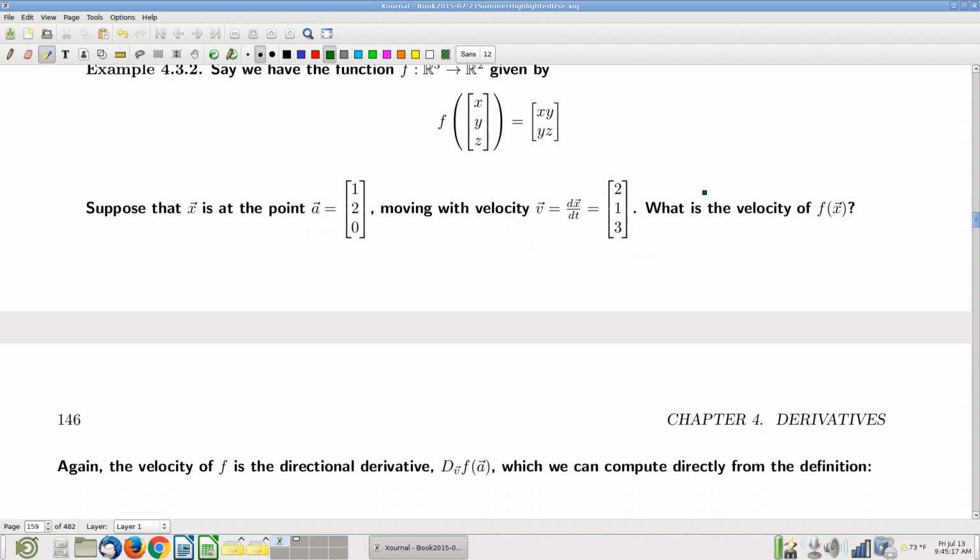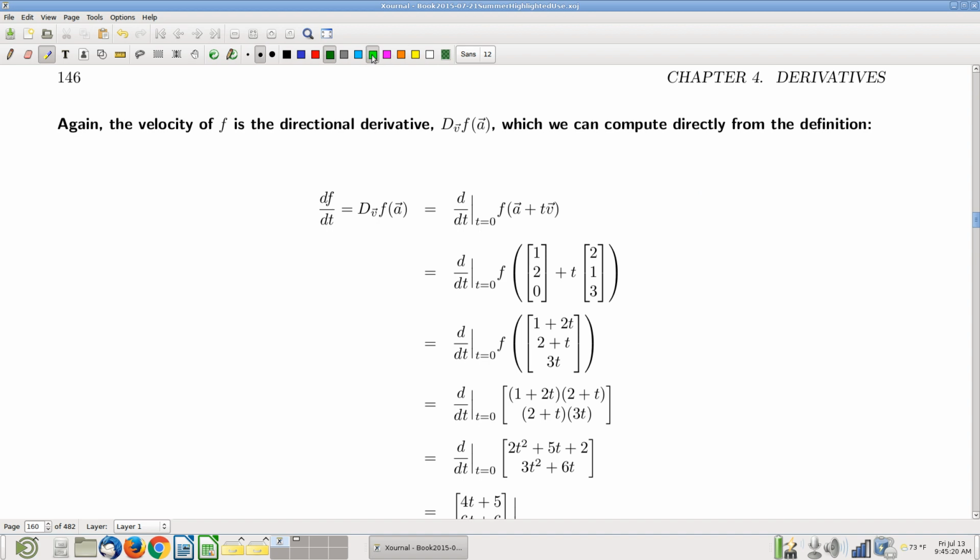And we start off the process the same way. You take the point where you're starting, A, plug it in there. Those are those numbers, 1, 2, and 0. Here's the velocity at which you're moving. That velocity goes there, thus giving you the 2, the 1, and the 3. So there's your input parametric curve. You plug that into the function. That's the value of the function, xy, comma, yz. Just plug it in. Note that the output is a vector.